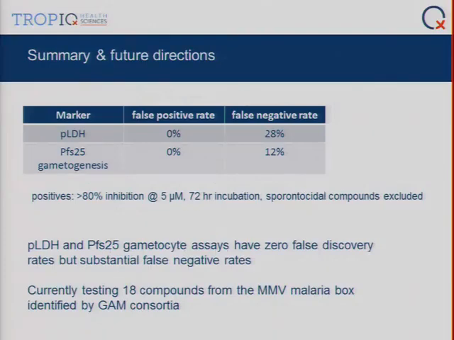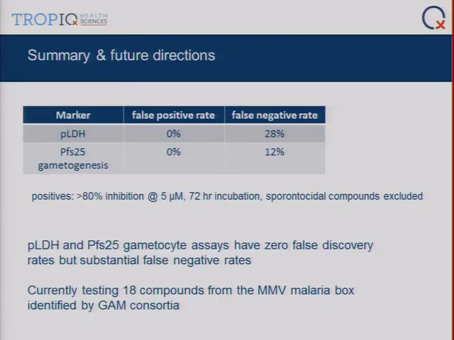So, in summary, when we take the SMFA data as the ground truth and compare the data from the other assays to this set of data, we conclude that PLDH and PFS25 assays have no false positives. So everything that lowers PLDH or PFS25 expression will pop up in the SMFA and show transmission blocking activity. However, there's a pretty high false negative rate. So these 2 gametocyte markers that we looked at miss some of the compounds.